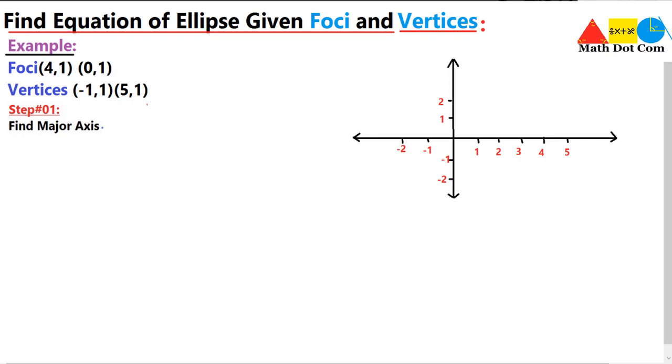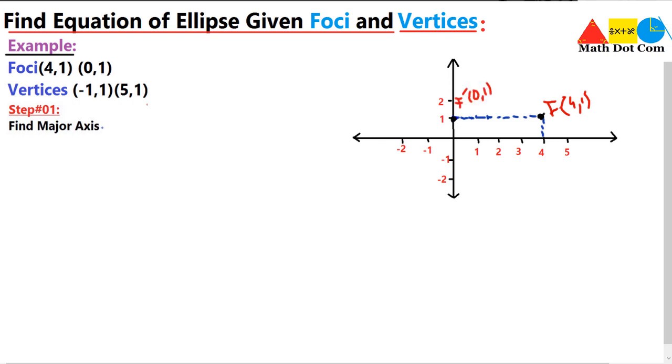In order to find the major axis, one method is to plot the elements of the ellipse that are given in the example. So let's plot the foci and vertices on the coordinate axis. We have the two foci. One is (4, 1), so its x coordinate is 4 and its y coordinate is 1. This is one focus, labeled F with coordinates (4, 1). Then the other focus is (0, 1), so 0 on the x-axis and 1 on the y-axis. We label it F dash, the other focus, (0, 1).